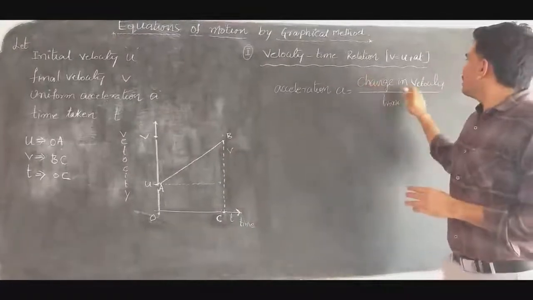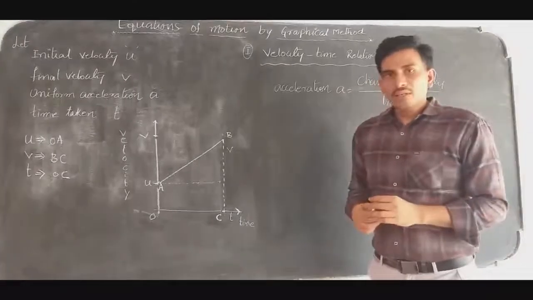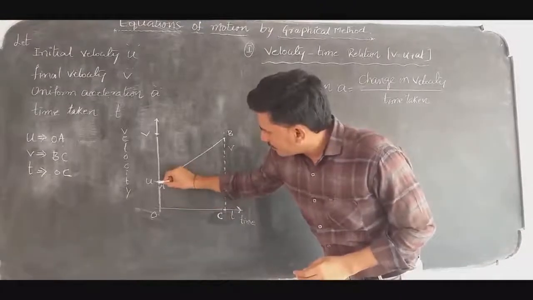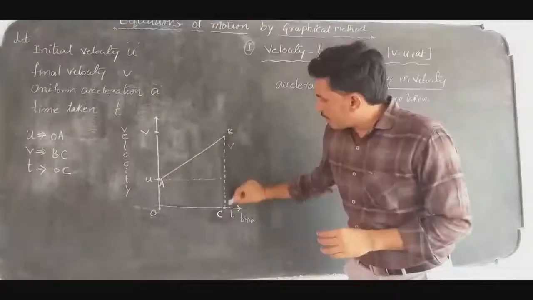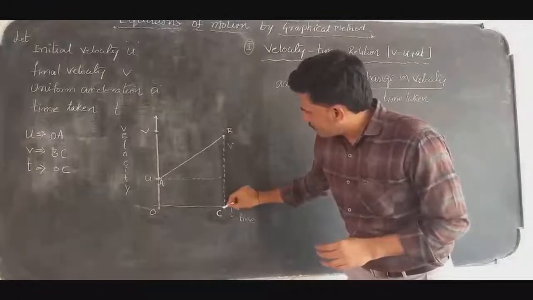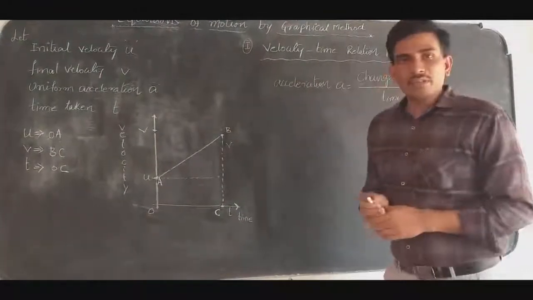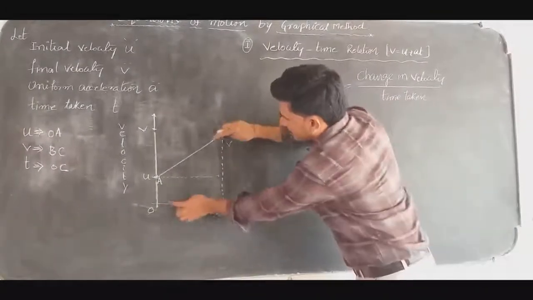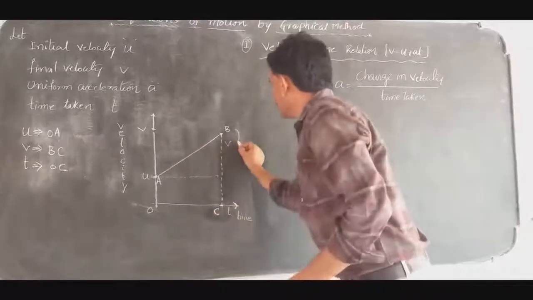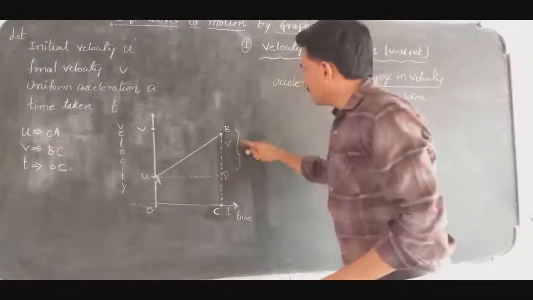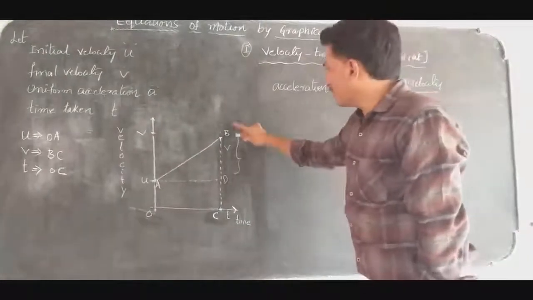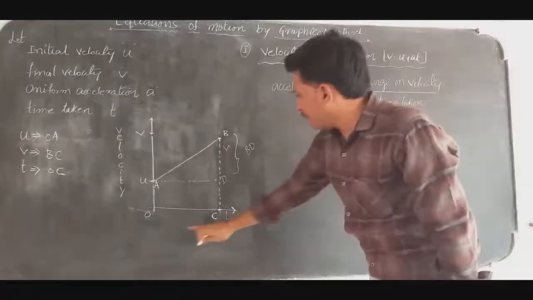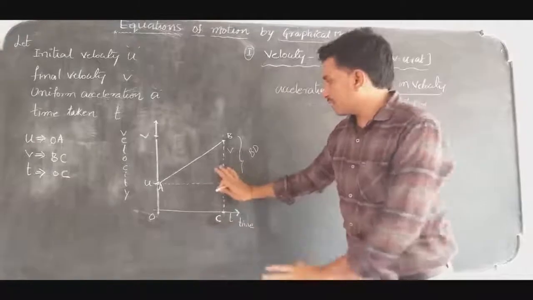Have a look once on the graph. What is the change in velocity here? O to A distance is the initial velocity, and B to C distance is the final velocity. Now, change in velocity means obviously final velocity minus initial velocity. That means this distance gives us the change in velocity. Here the change in velocity is nothing but BD. What is the time taken here? Time taken is the O to C distance.